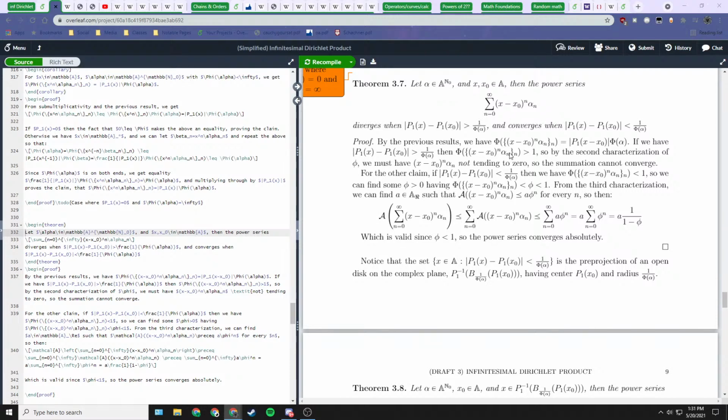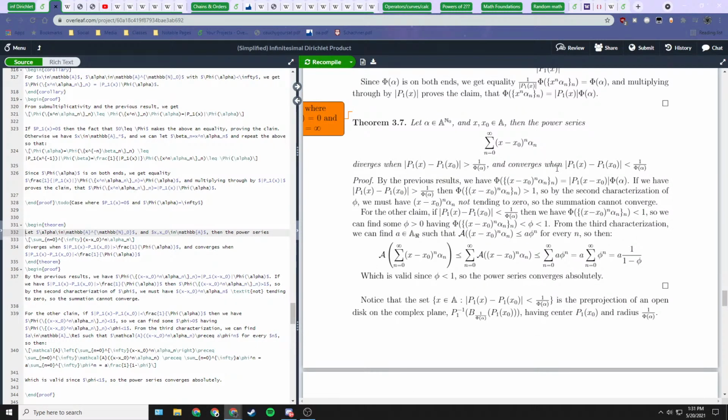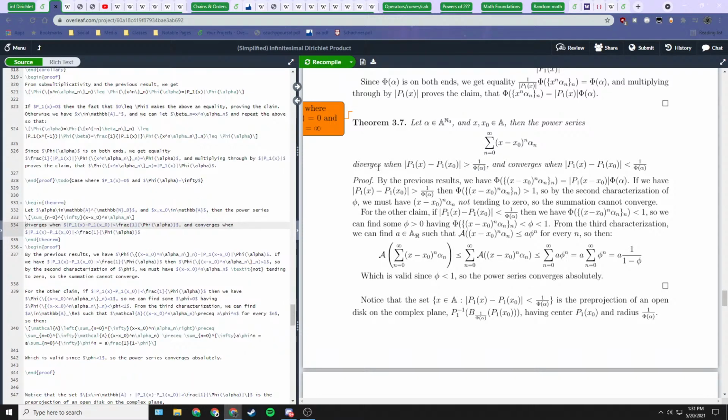Okay, and we want to say that this will diverge when this inequality holds, and converge when it's the other way around. So what is this inequality here? This is p1 of x minus p1 of x0, the absolute difference between their first projections. So it's based on how close the first projections are together. If this is greater than the reciprocal of phi of alpha, then it'll diverge. And if it's less than the reciprocal of phi of alpha, it'll converge. So that's what this theorem is saying.